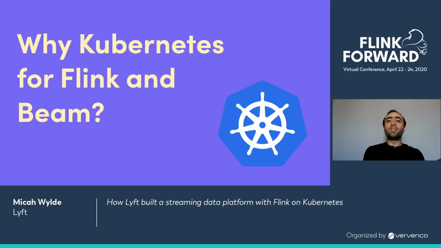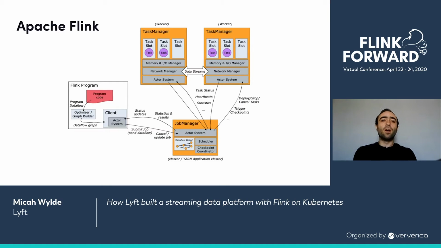So why did we decide to migrate all this stuff to Kubernetes? For those of you who run Kubernetes, who've run Flink, this diagram may look familiar. This is just the rough topology of a Flink cluster. We have two different types of nodes. We have a job manager that's responsible for managing execution, for keeping track of all the workers. And then we have the actual worker nodes, the task managers, that actually run the user code.